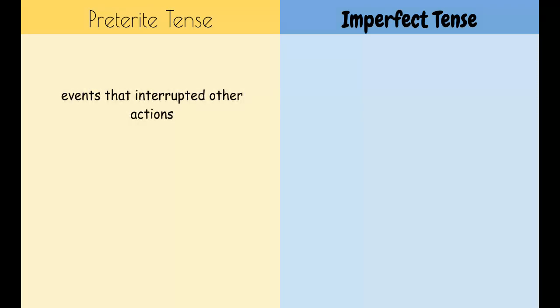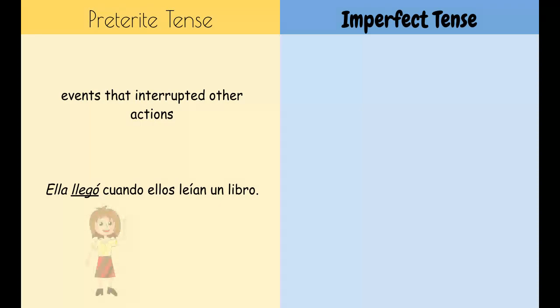Going back to the preterite tense, we're going to use it to describe events that interrupted other actions. So in this example, we're going to say, ella llegó cuando ellos leían un libro. This sentence actually contains one verb in the preterite and one in the imperfect. Llegó is the preterite and leían is the imperfect. So in this sentence, which means she arrived when they were reading a book, the word arrived, llegó, is in the preterite. She arrived interrupting them when they were reading a book. The arrival is kind of an interruption and a whole event.